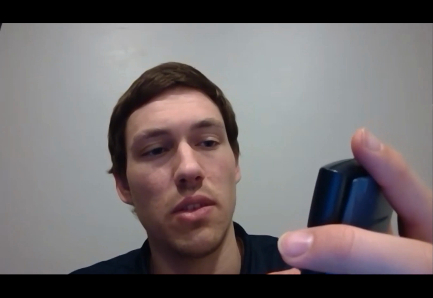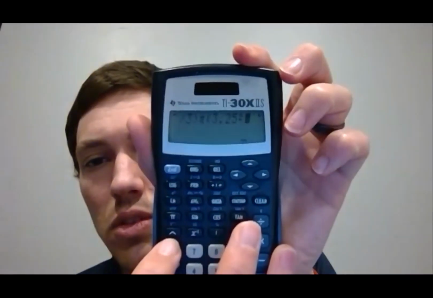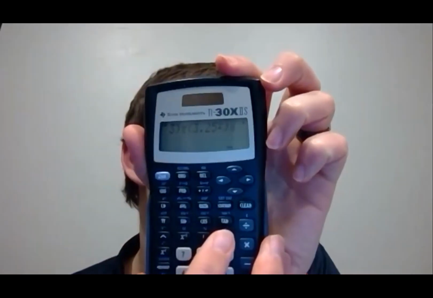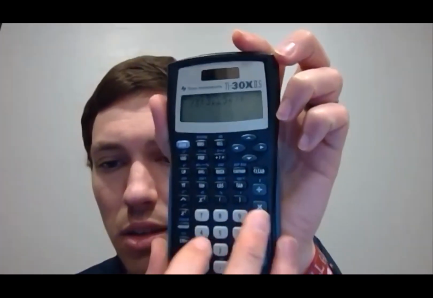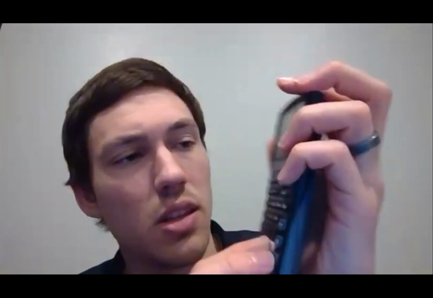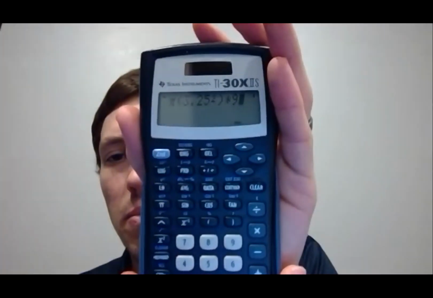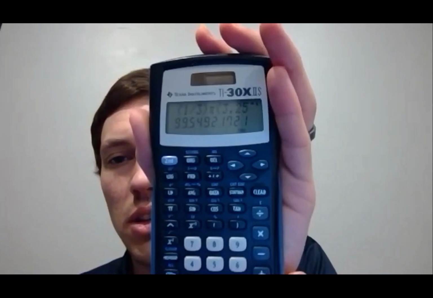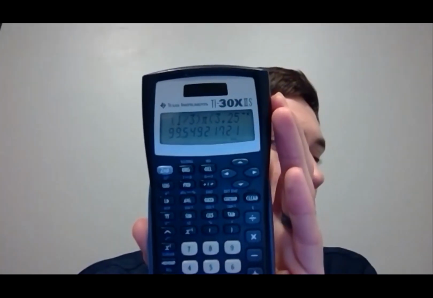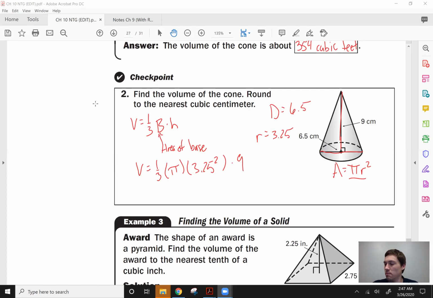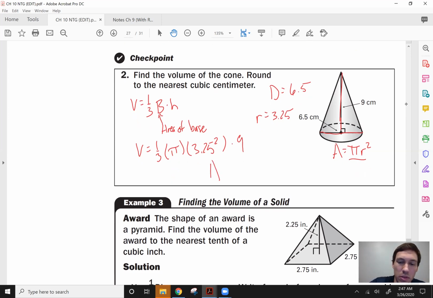3.25 squared, close parenthesis, times 9. I plug all that in, and I get roughly 100.